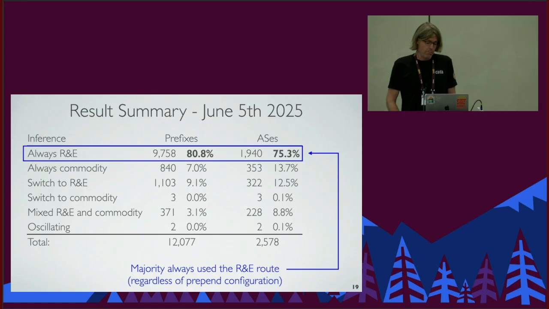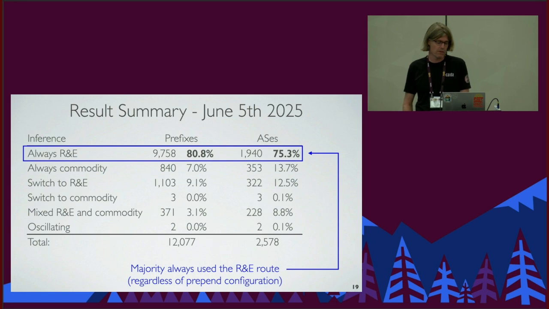So we investigated this question, and we found that approximately 80% of the prefixes in the global R&E table that we could measure followed the R&E path back, always. Not all prefixes were responsive; there were 12,000 responsive prefixes, but 80% of the responsive ones did this. And at least 75% of the ASes in the R&E table had at least one prefix that did this. That's the other column.